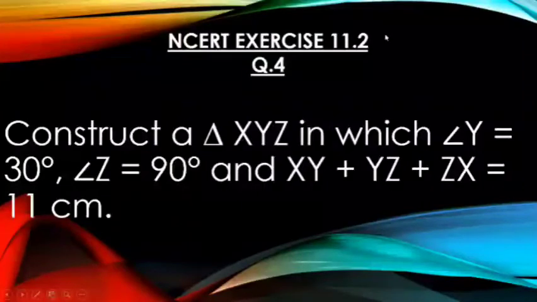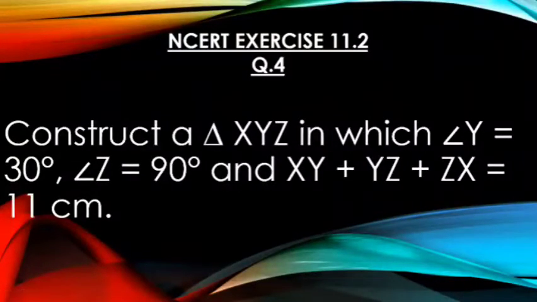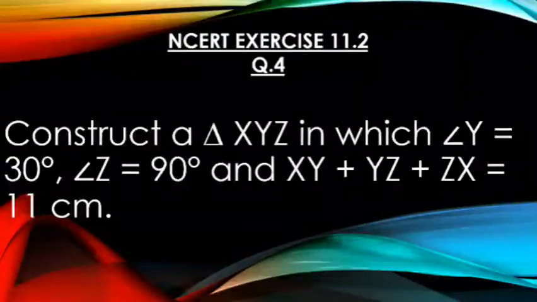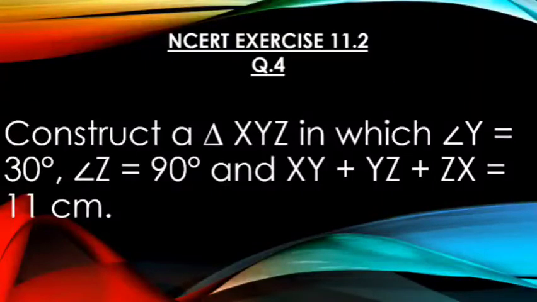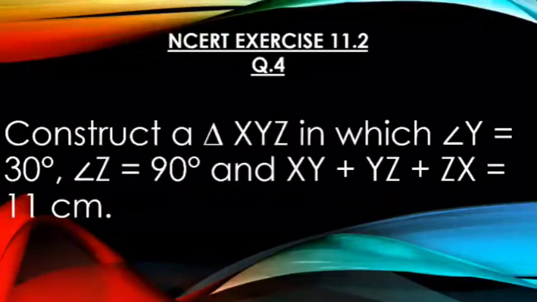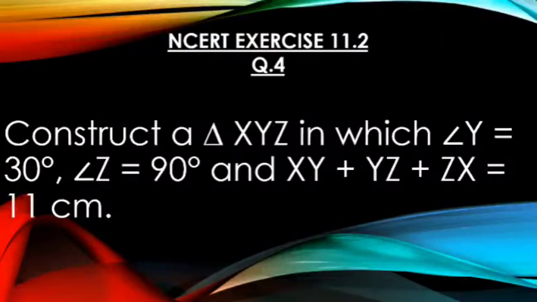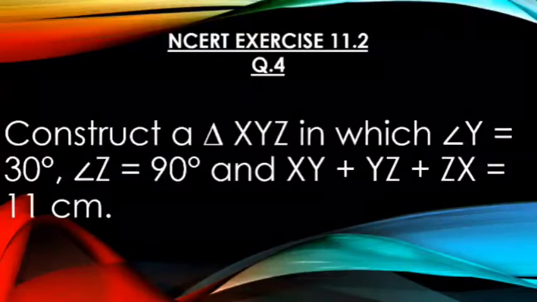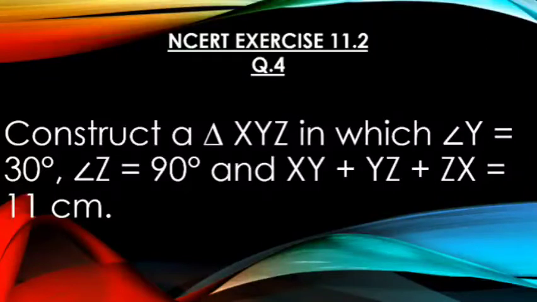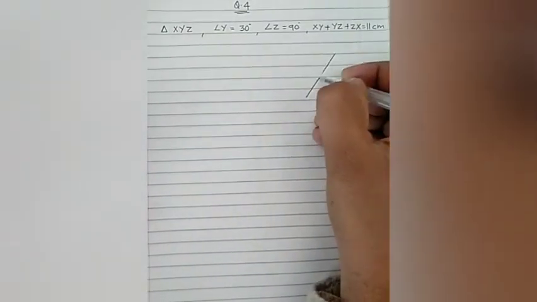So now let us get into question number 4 of NCERT exercise 11.2, which asks us to construct a triangle XYZ in which angle Y is equal to 30 degree, angle Z is equal to 90 degree, and XY plus YZ plus ZX is equal to 11 centimeter. That is, the perimeter of the triangle is equal to 11 centimeter. Let's quickly get to the solution part, that is the construction of triangle XYZ. Let's go. So as mentioned, we are supposed to construct triangle XYZ. Let me draw a rough diagram of the same.